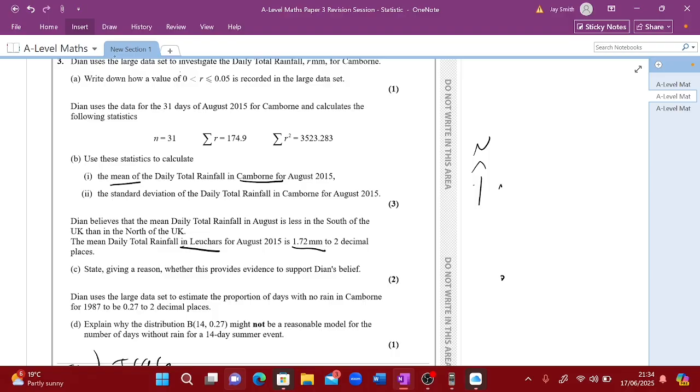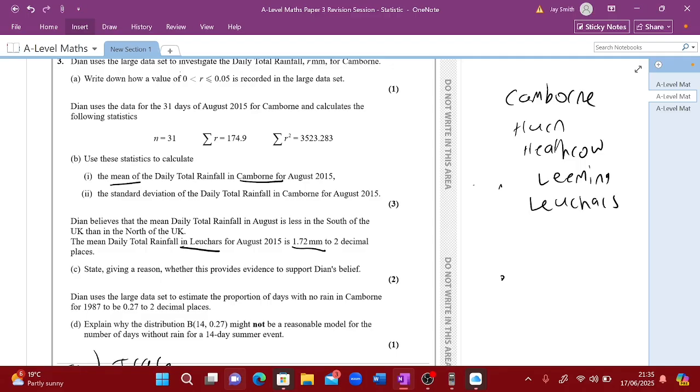But actually, to learn the locations and work out the order from north to south, there are five you need to learn, in the UK anyway: Camborne, Hurn, Heathrow, Leeming, and Leuchars. I probably should write it the other way around, but this is north to south, in that order. And you should notice it's kind of alphabetical order.